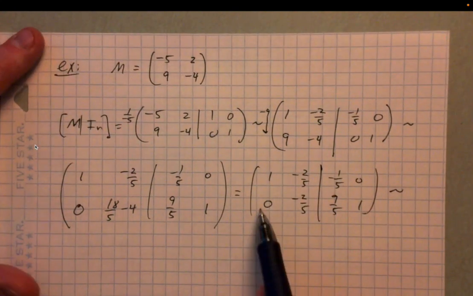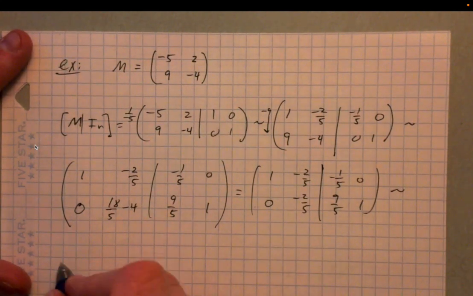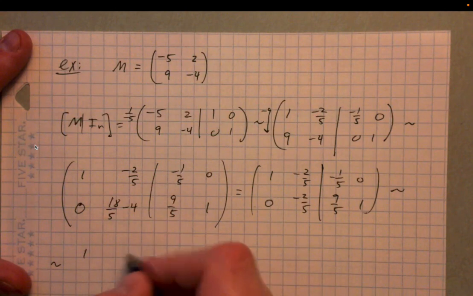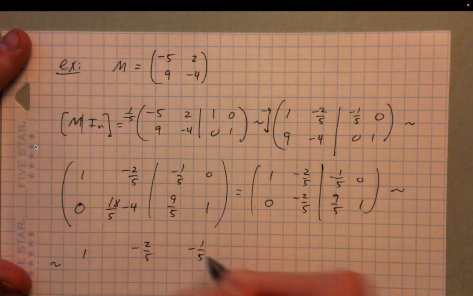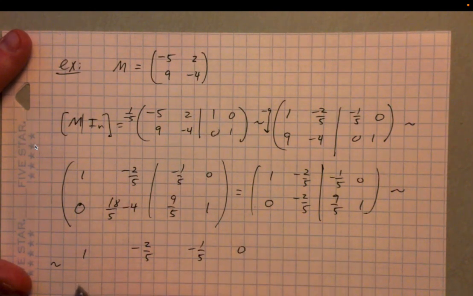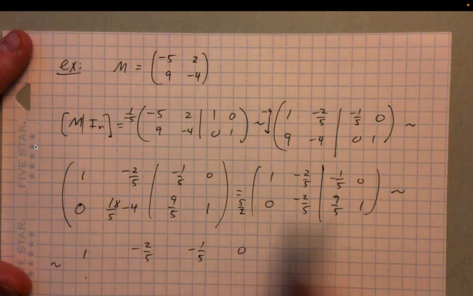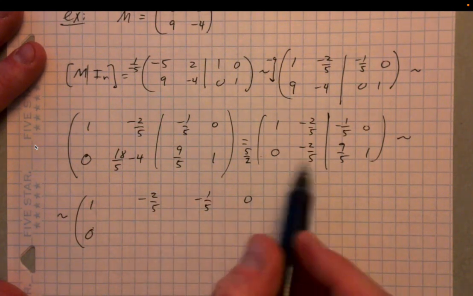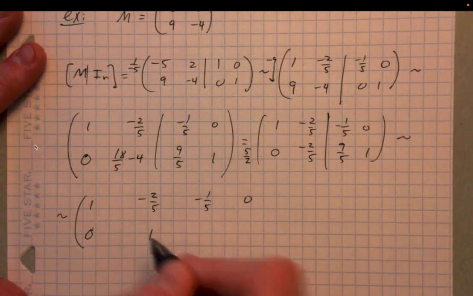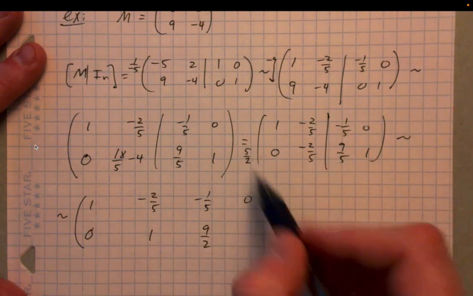All right, and then I can multiply this bottom row by 5/2. My bad. So I have 1, -2/5, -1/5, and 0. And we're multiplying the bottom row by 5/2. And so I get 0, and then I have 5/2 times -2/5 is 1, and then 9 over 2, and then 5 over 2.